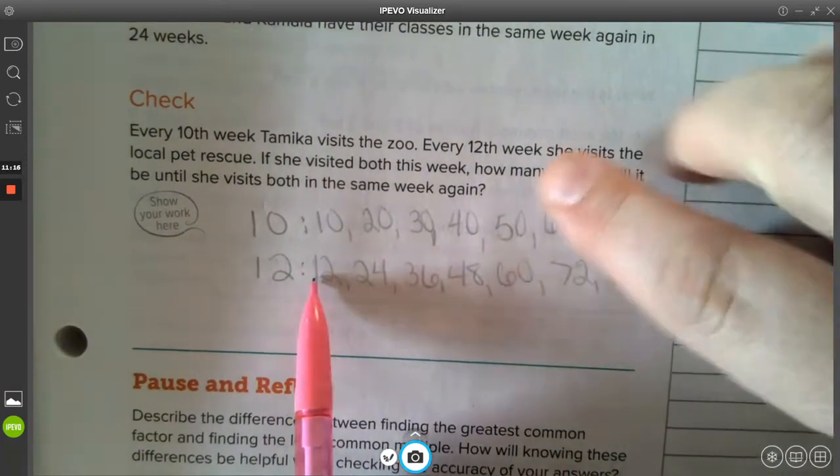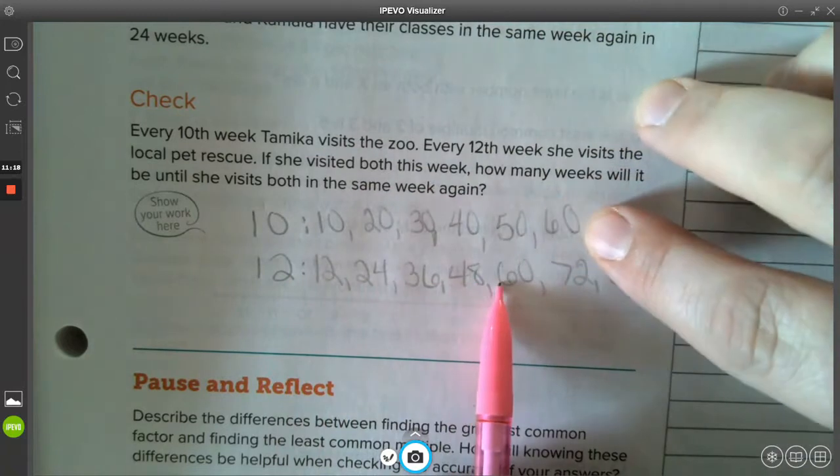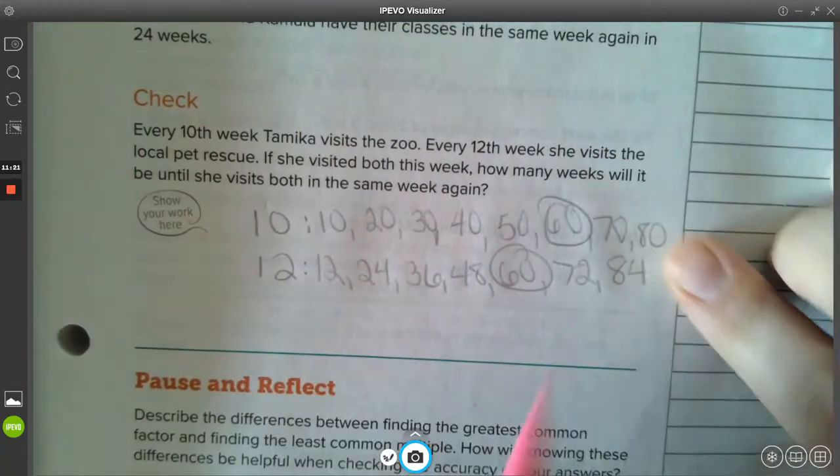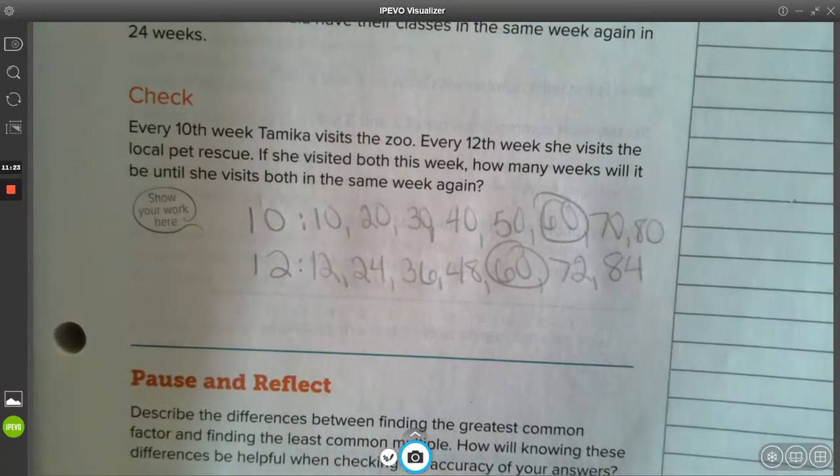And then we look at what is common. Well, going through my list, the least common multiple here would be 60. So the answer would be 60 weeks.